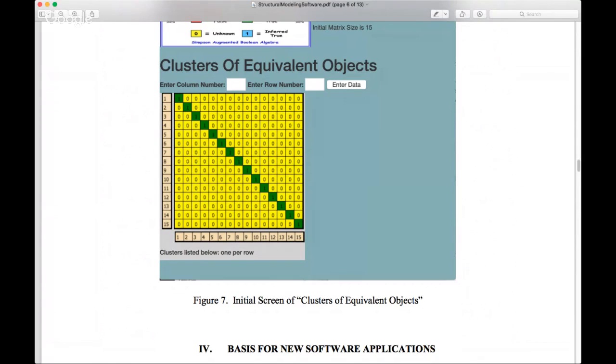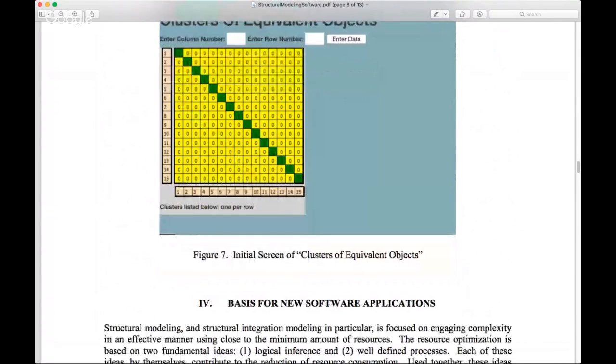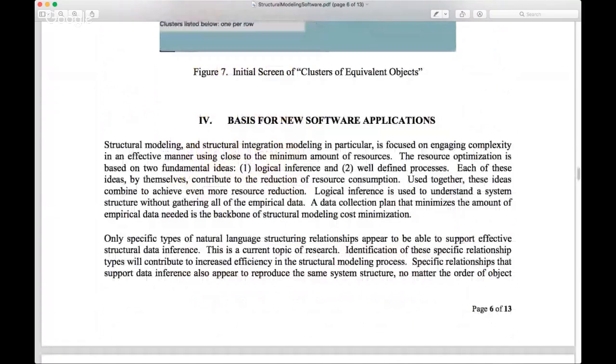And as these become clustered, and things are determined as to what class they fit into, then we'll just take this and list the clusters below, 1 per row. So again, below this particular matrix, you'll list the clusters. And when they become identical, then again, the major matrix gets smaller and smaller. Okay, so that's essentially what we have right now.